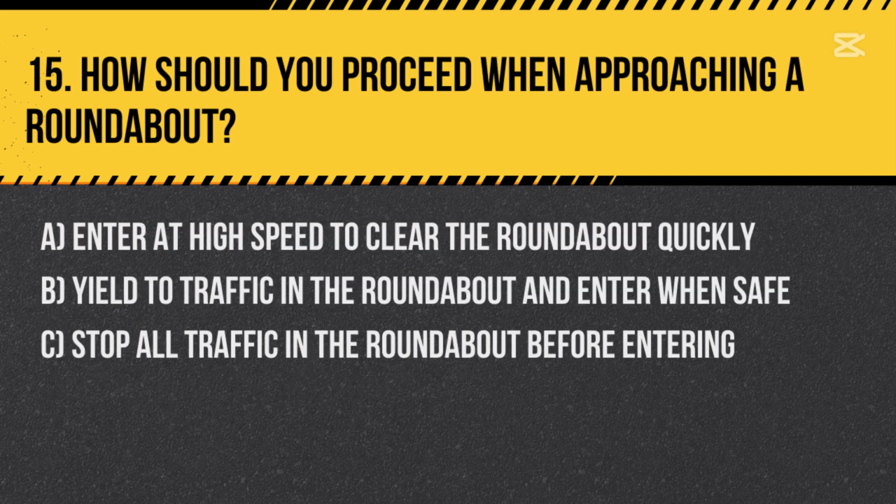Question 15. How should you proceed when approaching a roundabout? A. Enter at high speed to clear the roundabout quickly. B. Yield to traffic in the roundabout and enter when safe. C. Stop all traffic in the roundabout before entering.